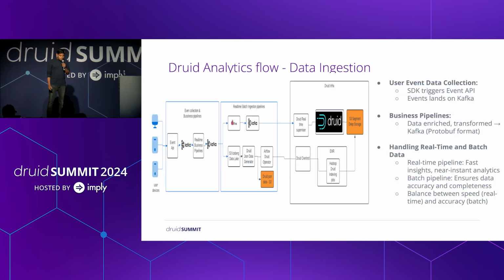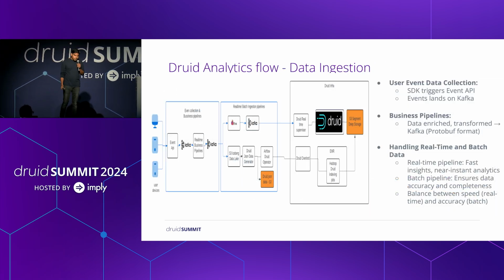Now we know how and why we use Druid. Then let's dive into how we take the data into Druid. It all starts from the mobile devices. Our SDK is integrated with a mobile app. When a user interacts with a mobile app, the SDK will send events using our event API. The event API on the server side will collect all the events from the mobiles and first land them into Kafka.